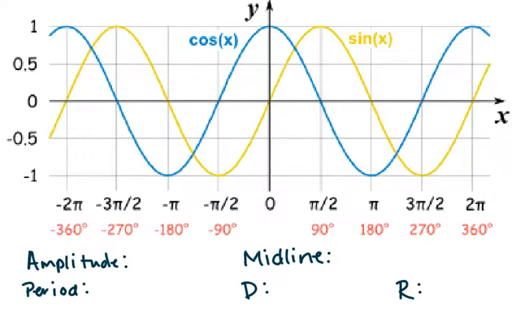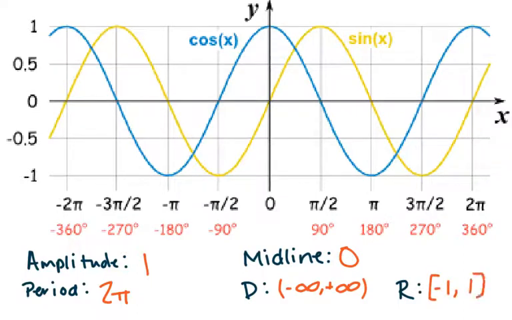So for both sine and cosine, our amplitude is 1, our period is 2 pi, our midline is at 0, the domain is from negative infinity to positive infinity, and the range is from negative 1 to positive 1.